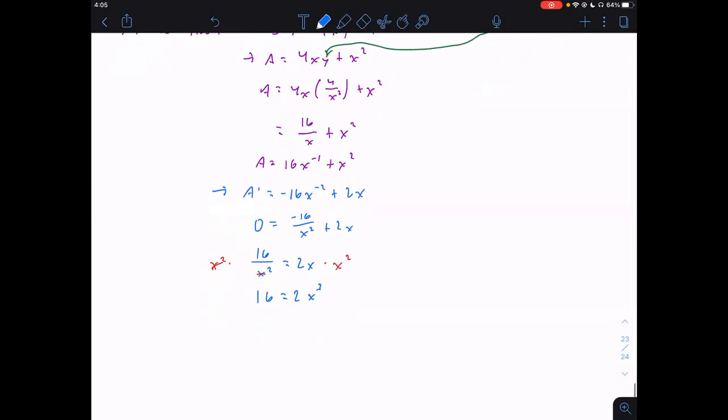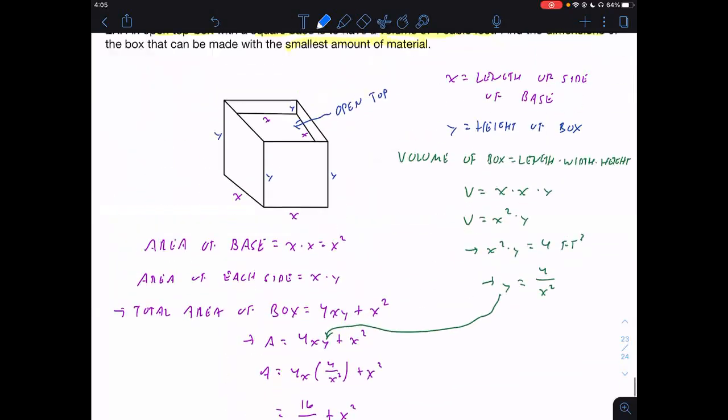And now let's solve for x here. Divide 2 from both sides to give us 8 equals x cubed. Take the cube root of both sides, which gives us that x has to be 2. So x has to be 2 feet. So the square base has to be 2 feet on each side.